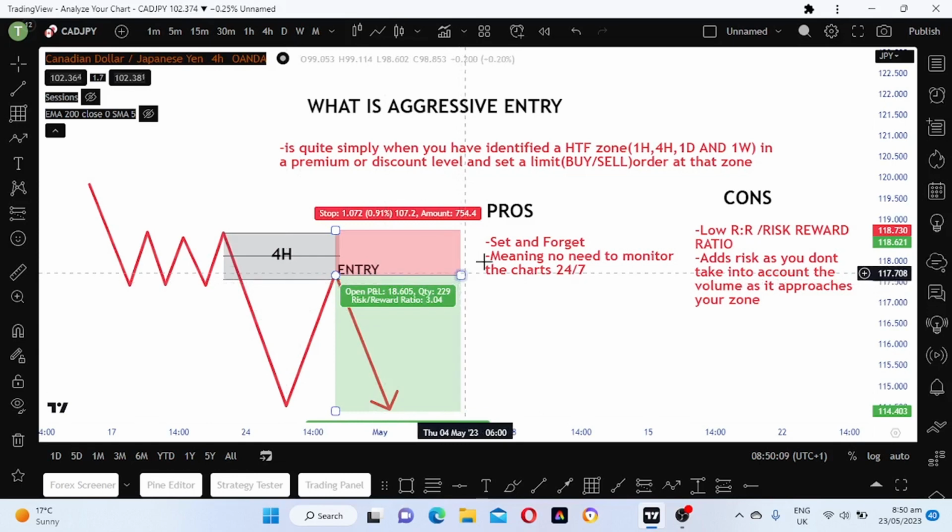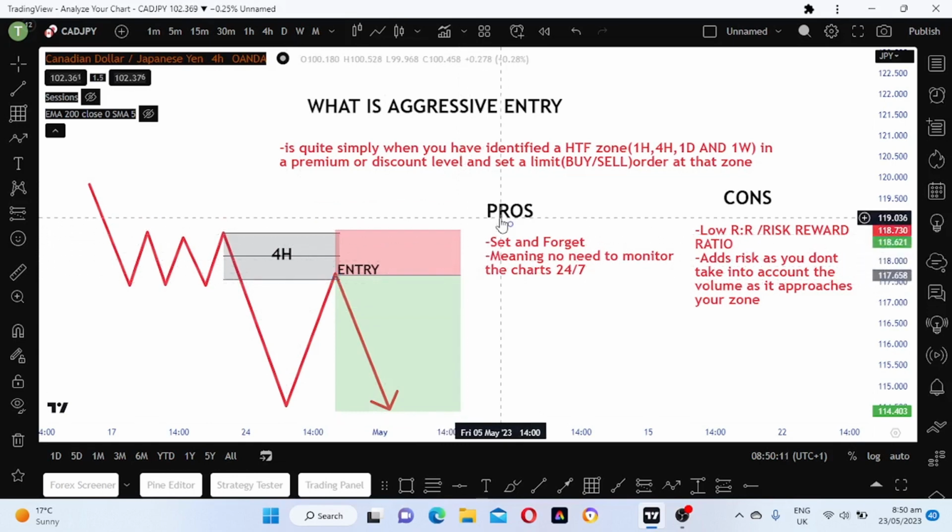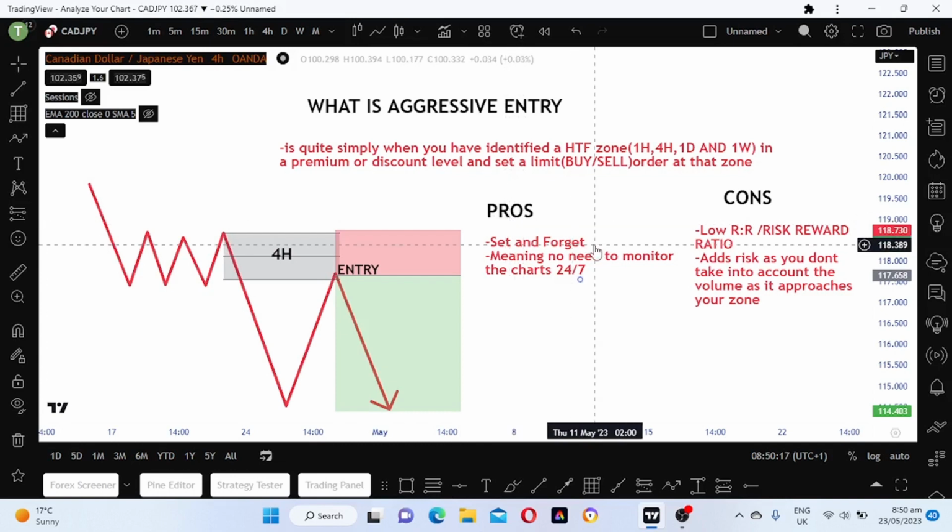So now, the pros. The good thing about aggressive entry is you set and forget. You just set your trade and forget it. You can even go and do other things. That's the good thing about aggressive entry, meaning there's no need to monitor the charts 24/7, guys.